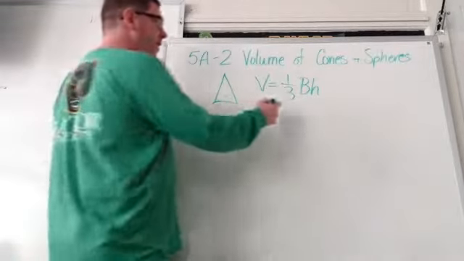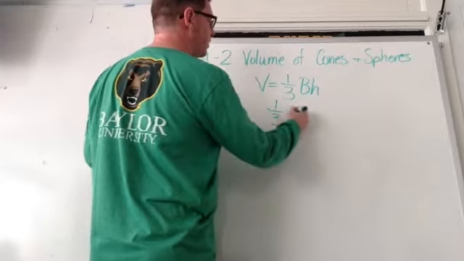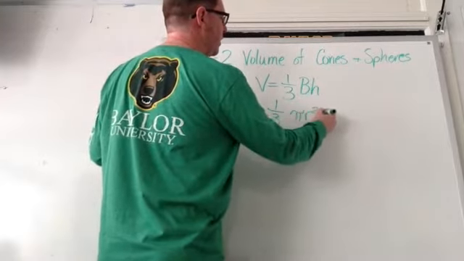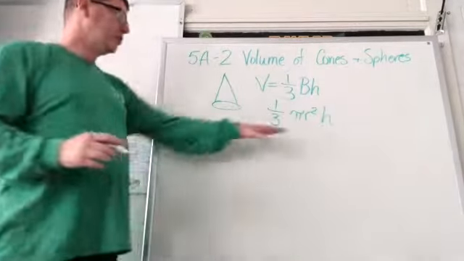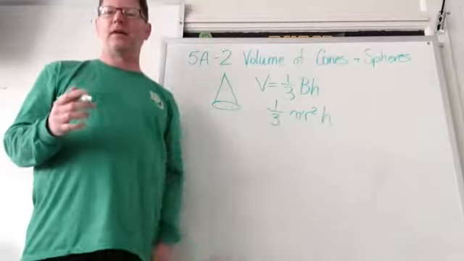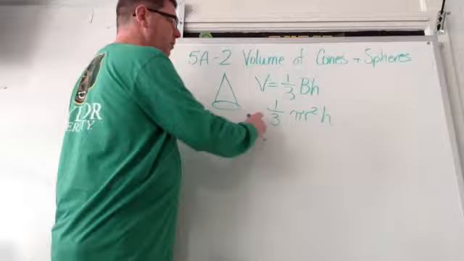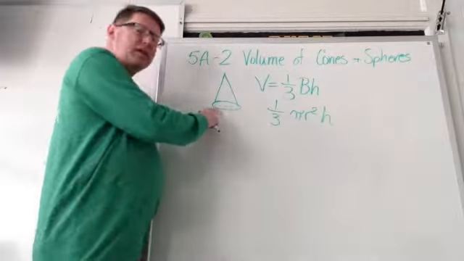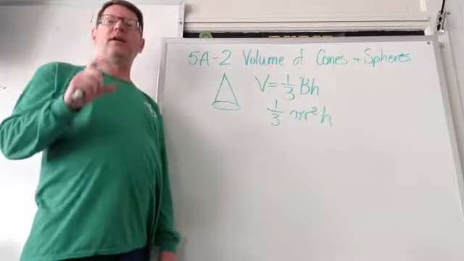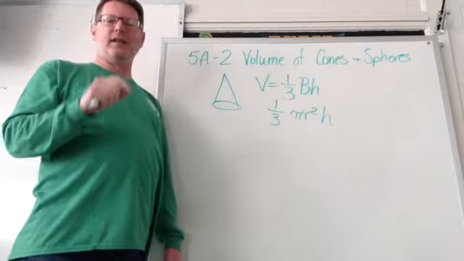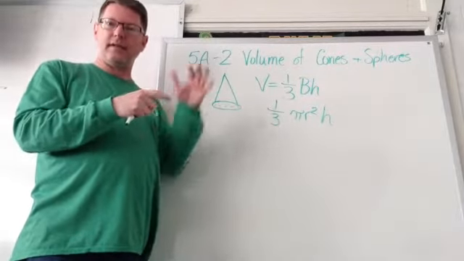So then I might want to rewrite this as 1/3 pi r squared h, which you will recognize is exactly the same as the formula for the volume of a cylinder. We just multiply it by 1/3 because a cone is 1/3 the volume of a cylinder if they have the same base and the same height.